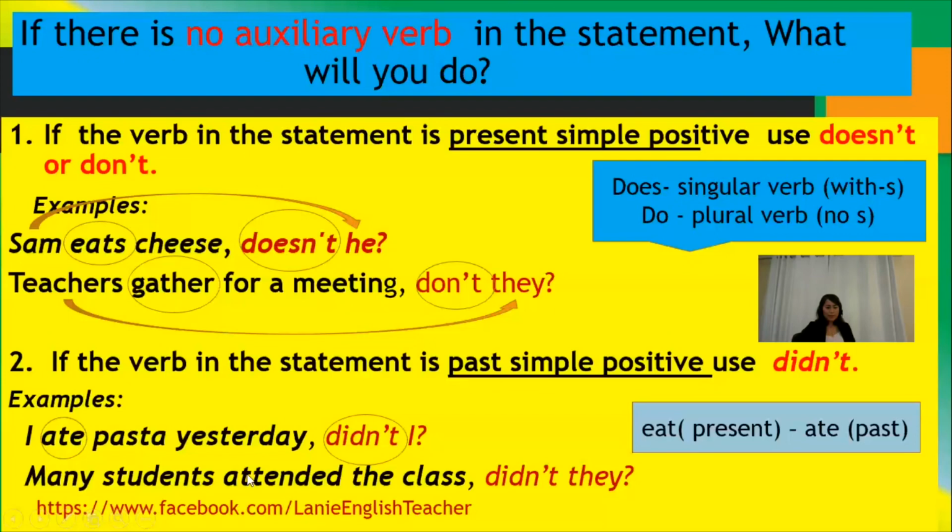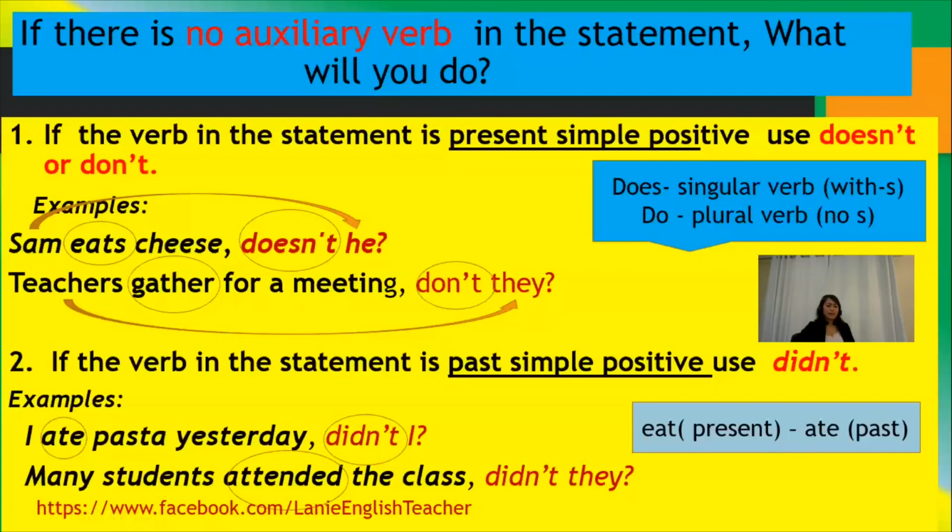Now, since it is in the past form, it's very easy. Begin your tag with the word did, and since the statement is positive, your tag should be negative, and it becomes didn't. So, I ate pasta yesterday, didn't I? Another example for this. Many students attended the class. The verb here is attended. So it's very clear that the verb is in the past form.